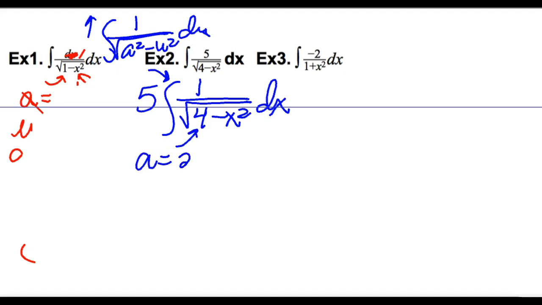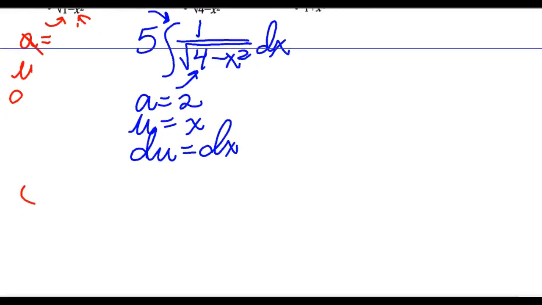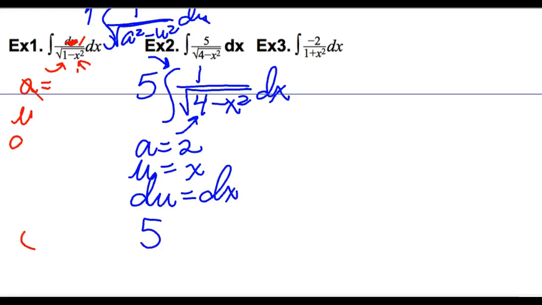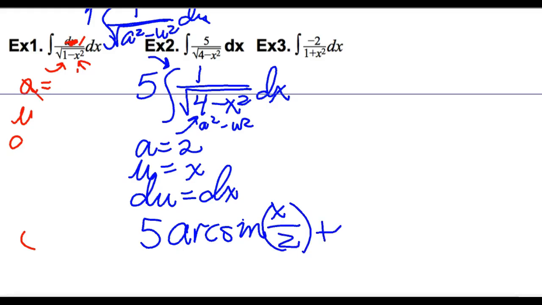a is equal to 2. u is equal to x. Always take du, because if it's not exactly dx, you're also going to need to provide the appropriate fraction correction. So I've got 5 times the integral of 1 over the square root of a squared minus u squared. And it says up above that that's arc sine u over a. And you can just use the models up above, and that one would be done.